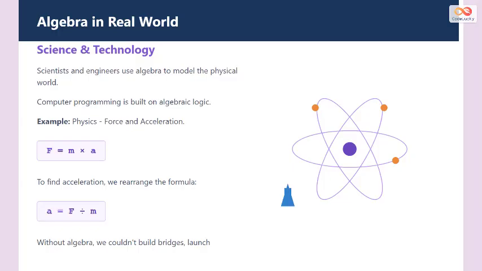In science and engineering, algebra is the language used to describe how the universe works. Physics formulas, like force equals mass times acceleration, allow engineers to design cars, bridges, and rockets. Even the device you are watching this on relies on computer code, which is built entirely on algebraic logic.